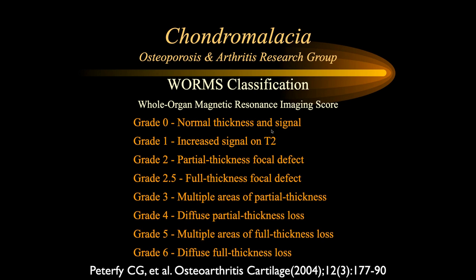Here, grade zero is normal thickness and signal intensity on MR. A grade one abnormality is increased signal intensity on T2. Grade two is partial thickness focal defects. And then grade 2.5 is full thickness focal defects. Grade three, multiple areas of partial thickness. Four is diffuse partial thickness loss. Five, multiple areas of full thickness loss. And six is diffuse full thickness loss. That's really trying to grade the whole articular cartilage of a compartment of a bony compartment.